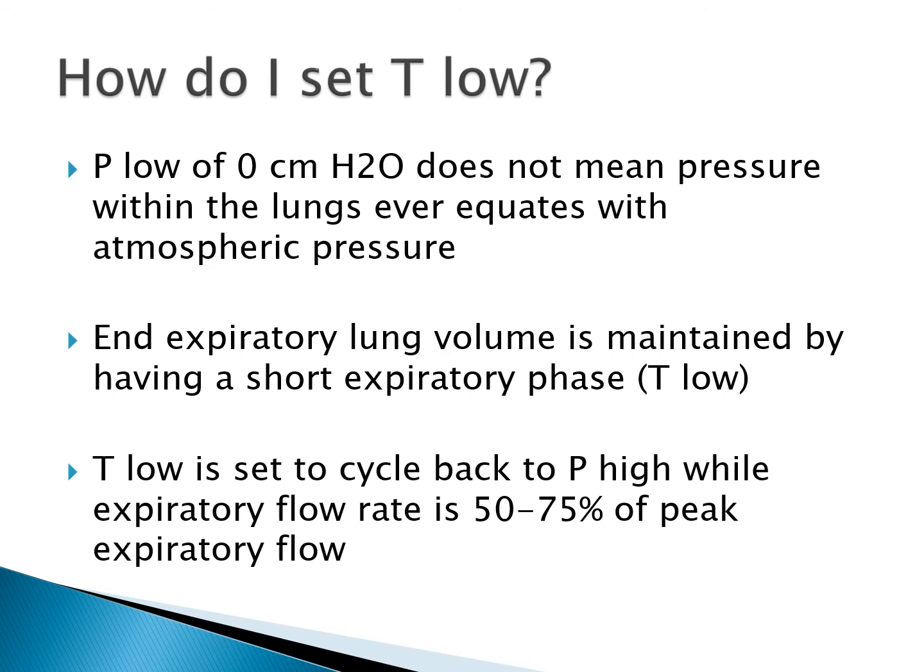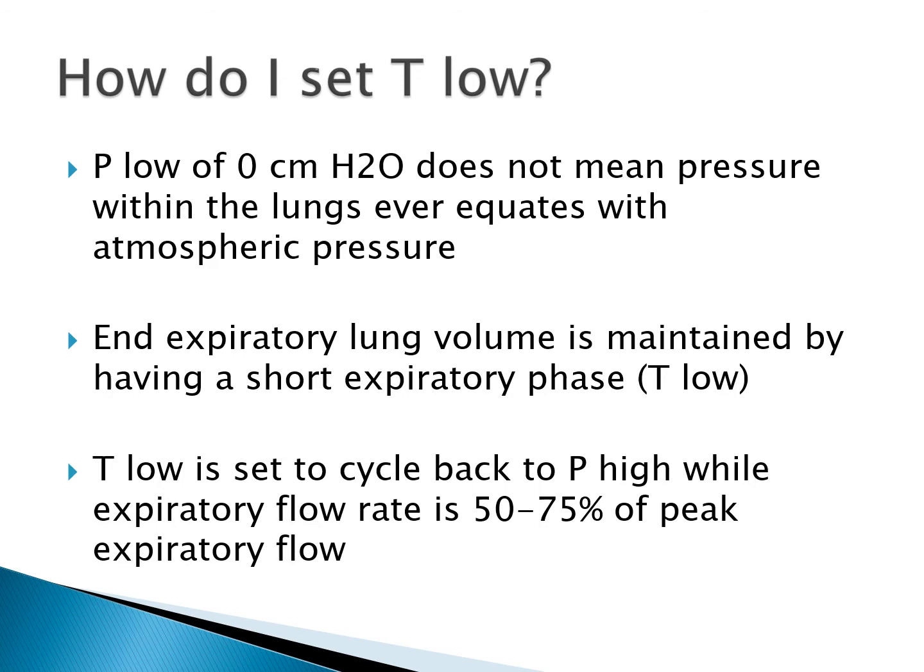So how do you go about setting T low? A P low of 0 does not mean that pressure within the lungs is ever actually going to equate with atmospheric pressure. The end expiratory lung volume, that volume present within the lungs just before the ventilator cycles back into inspiration or to P high, is maintained by having a very short expiratory phase, a short T low. T low should be set to cycle back to P high when the expiratory flow rate is 50 to 75% of the peak expiratory flow rate.